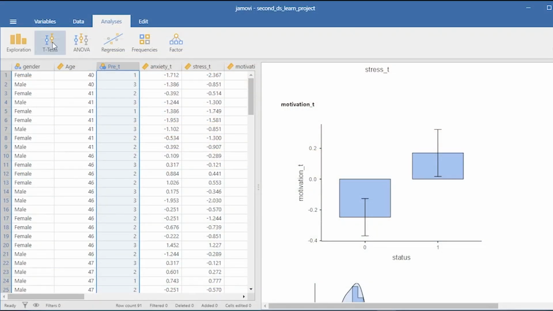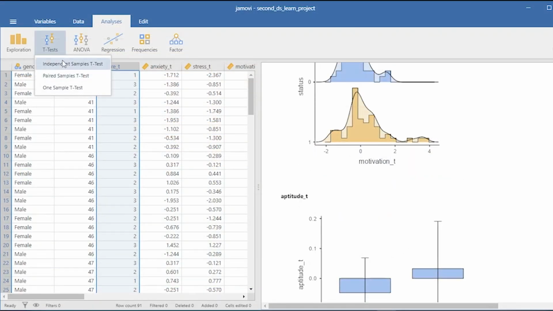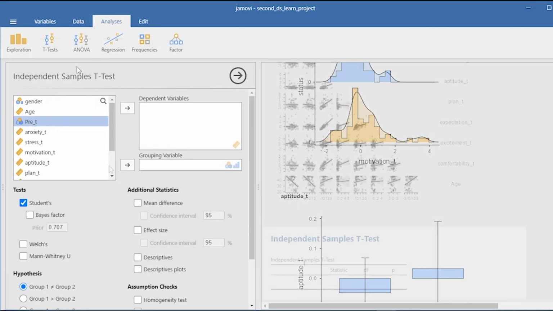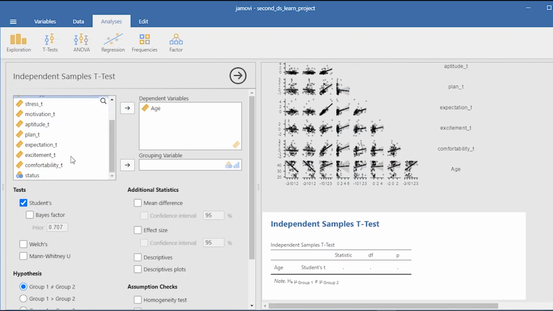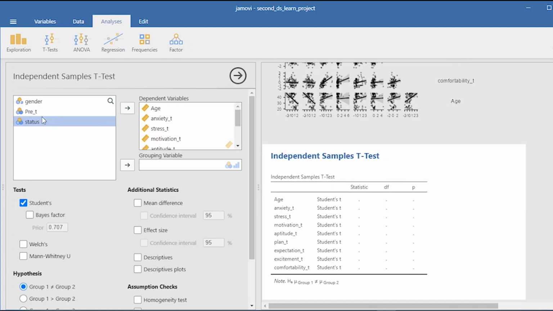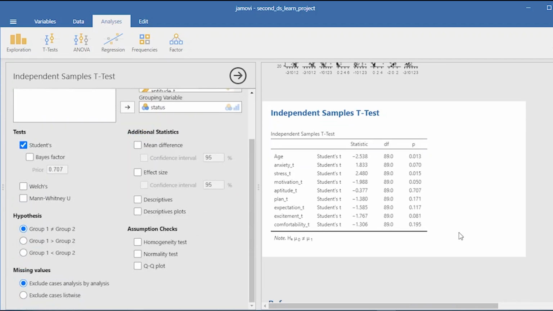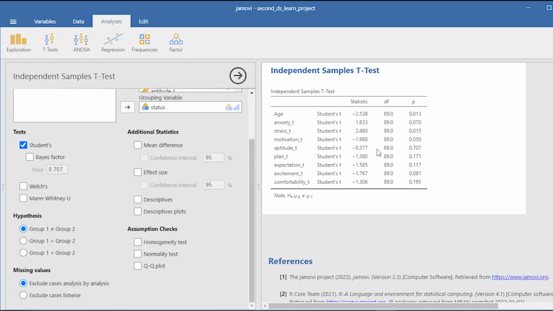So I'm going to the t-test, and I'm going to choose the independent t-test, right? First of all, I'll bring in the demographic variables. I'm going to bring all those continuous variables down here, and I'm going to put the status. This is the big day to see. Now, first of all, let's have a look to make sure the t-test is telling us the right result.